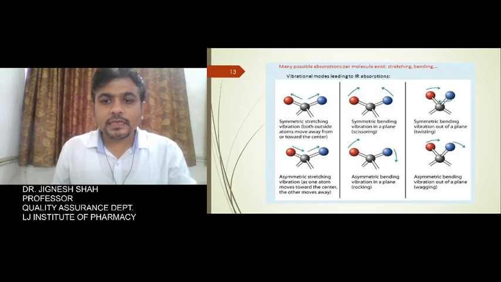So this is the diagram which is related to different types of vibrations, where we can see symmetric stretching vibration and asymmetric stretching vibration. Also we can see bending vibrations, where we can see scissoring, twisting, rocking, and wagging. So these are different modes of vibrations which take place in a particular molecule after the absorption of the IR radiation. From the next class, we will continue with factors affecting the absorption of IR frequency.